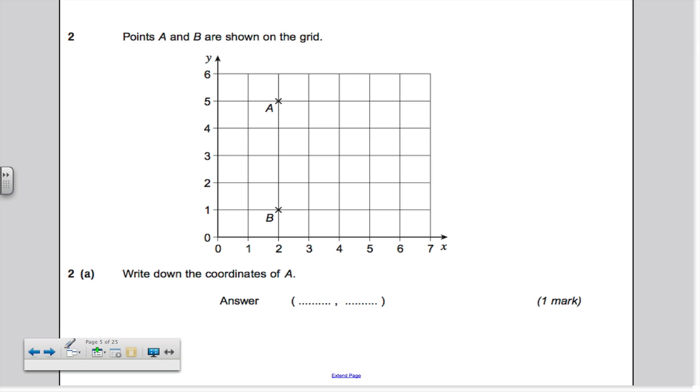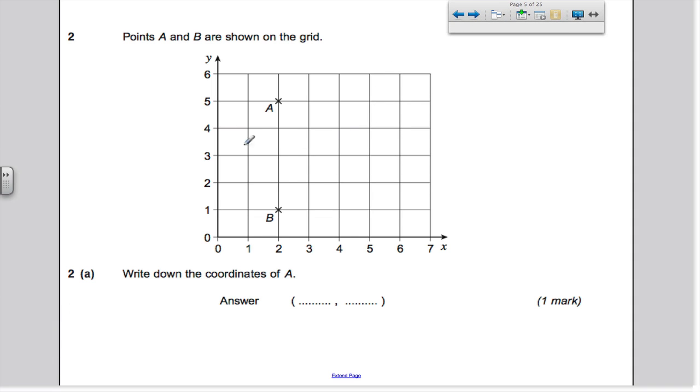Right, question 2. We've got a grid, and A and B are plotted on the grid, and we want to find the coordinates of A. Nice and easy. Always remember along the corridor, up and down the stairs, and the point A is 2, 5. Nice easy mark there. Next question.